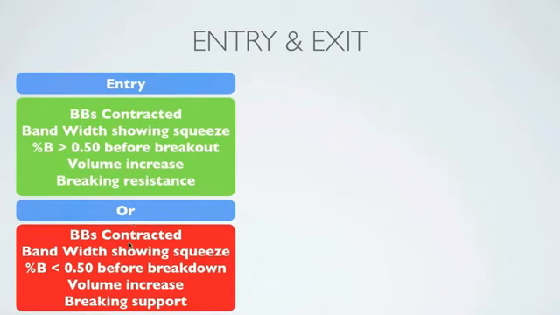And here for a short setup it's the same, the bands are contracted, the bandwidth is showing the squeeze, but we want the %B to be below the midpoint. It shows that the sellers are aggressive. They're not letting it come up to the upper band anymore because they're afraid to miss out, so they short every small reaction there is, and price stays at the lower band showing weakness. And this is the weakness we want to see before the breakdown. Then we want to see the volume increase as well, and we want to see breaking support.